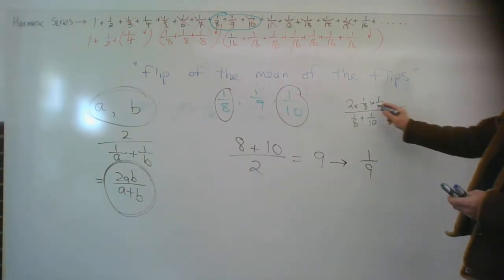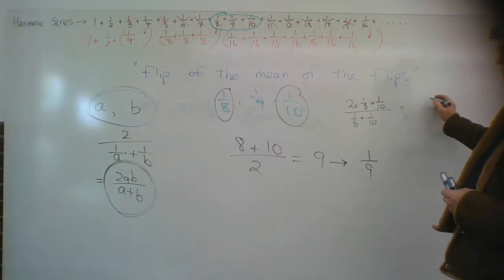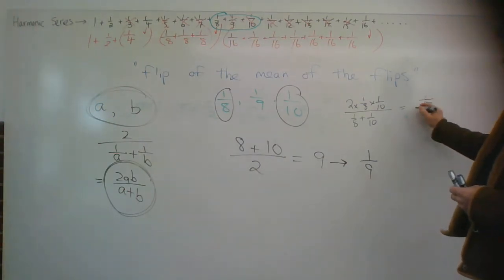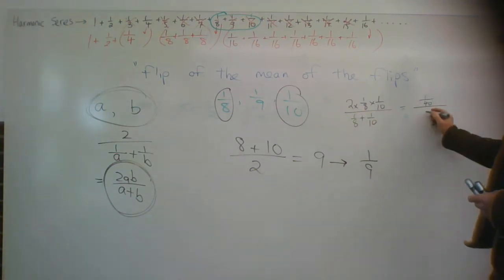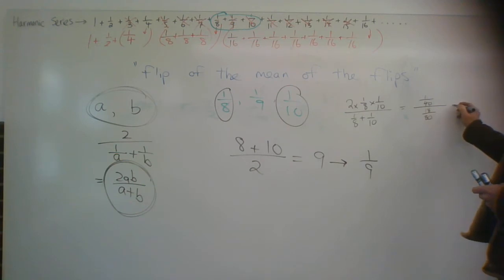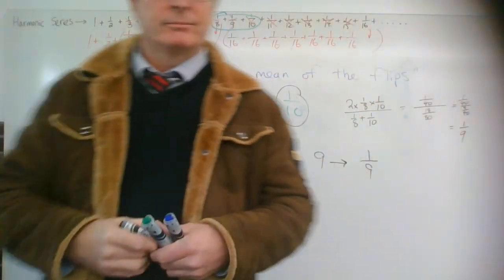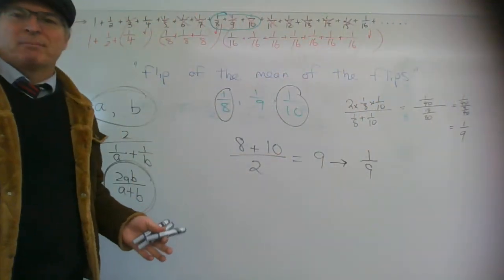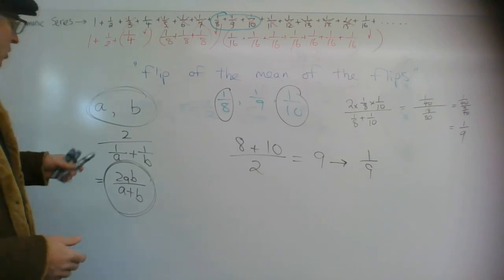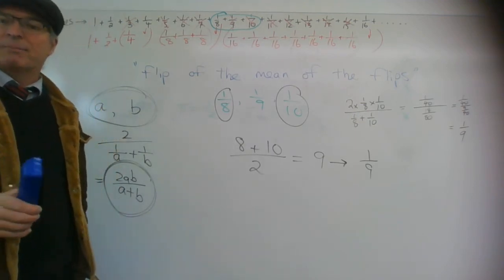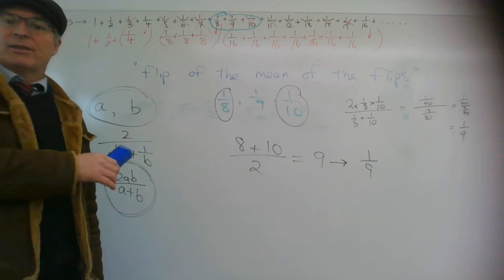So 2 times 1/8 times 1/10 is 2/80, which is 1/40, on 10 plus 8, that's 18 80ths. So we get a 40th on 9/40ths, which is 1/9. That's interesting. The harmonic mean is the flip of the mean of the flips, or 2AB on A plus B. It's a type of mean. As we know, it's not just the arithmetic mean that exists. There's the geometric mean, and now there's the harmonic mean.